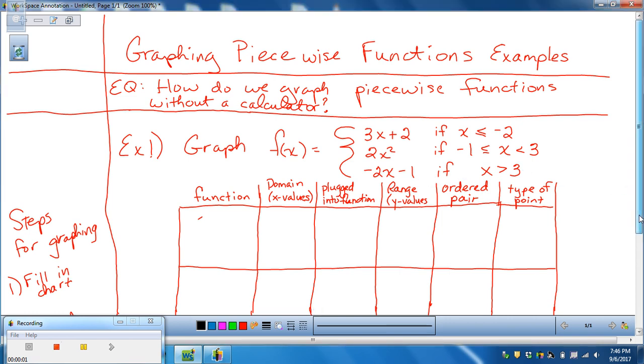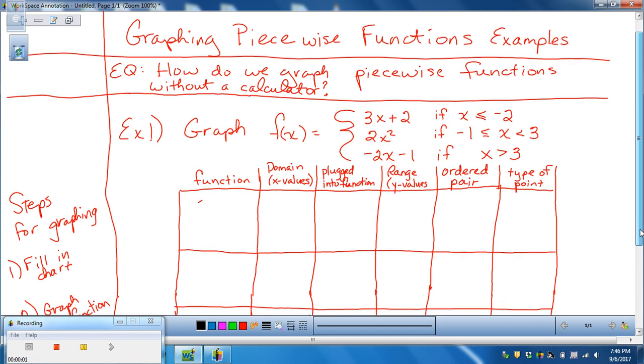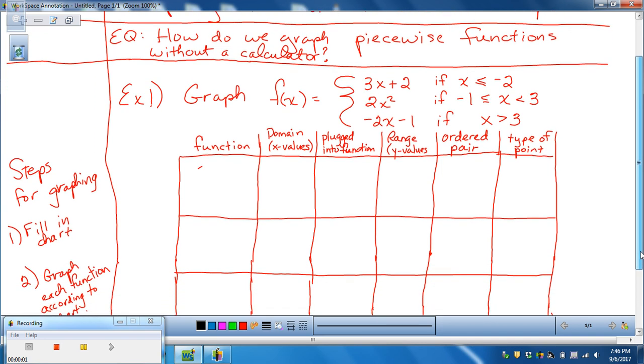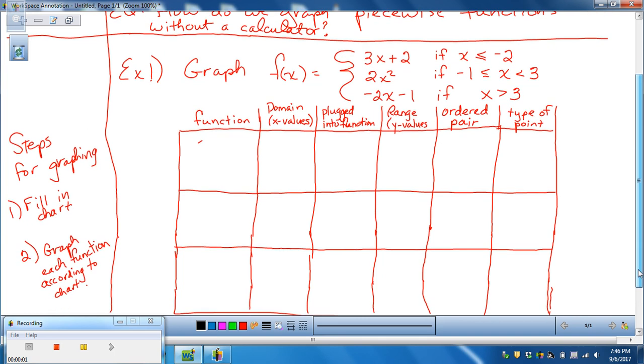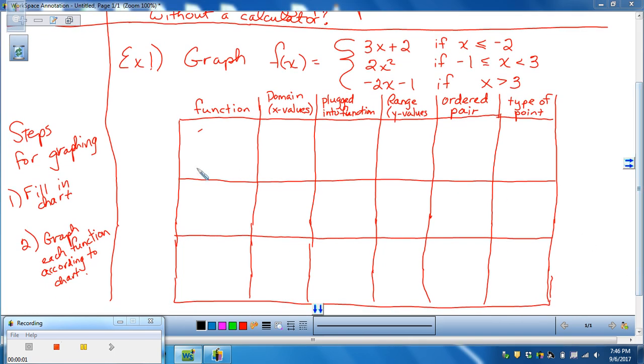So first thing we're going to do is fill in our functions. You want to make a table very similar to the table that I've drawn, and you're going to work through these different pieces of the table to figure out what your points are going to be so that you can graph your function. So 3x plus 2 is the first one. It's going to go in the first blank. Second blank, 2x squared. Third blank, negative 2x minus 1.